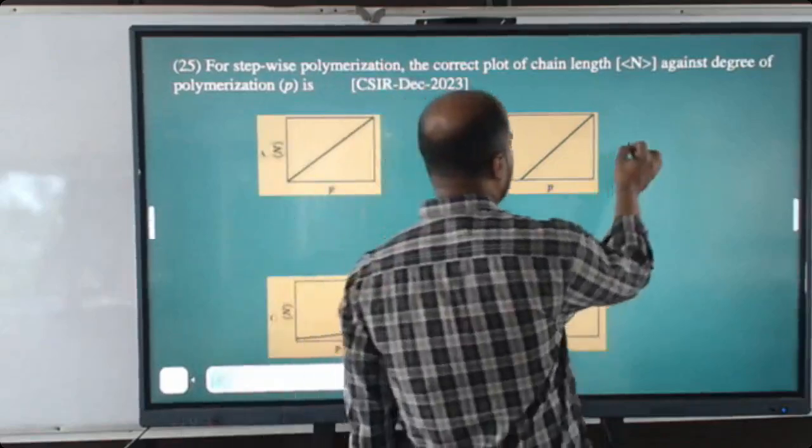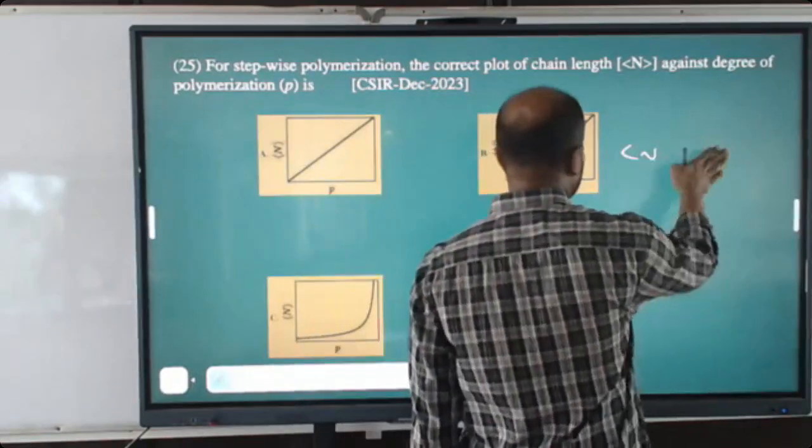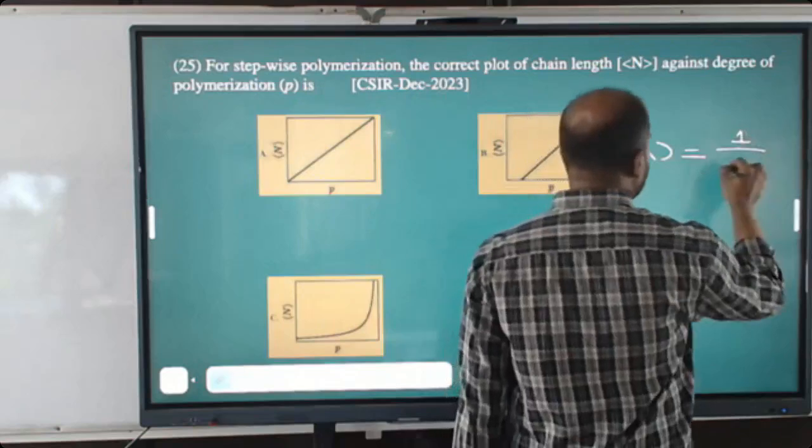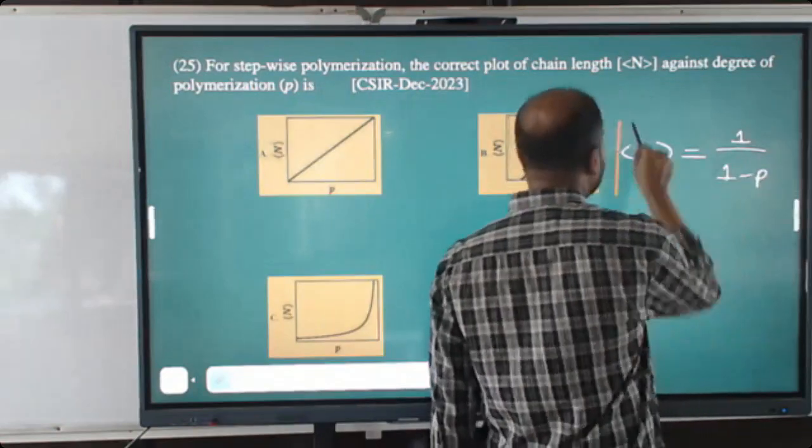There is an equation: n is equal to 1/(1 minus p). This is what they mean.